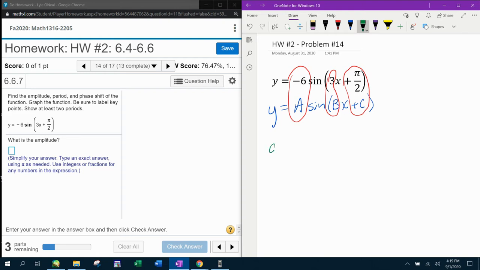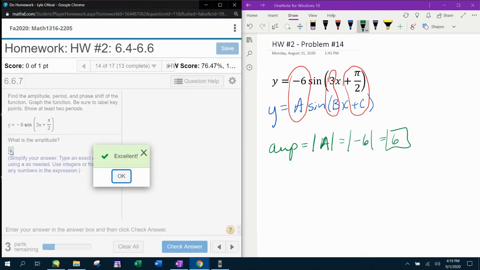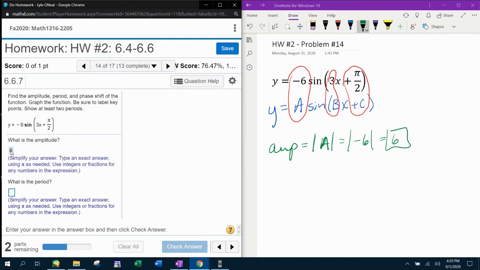Now, amplitude is the absolute value of A, okay? Whatever A is, I take the absolute value. That's my amplitude. Absolute value of -6 is 6. And we're going to plug that in and move on to the periods.